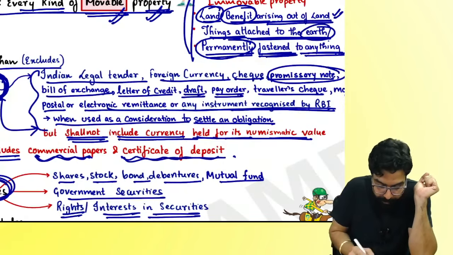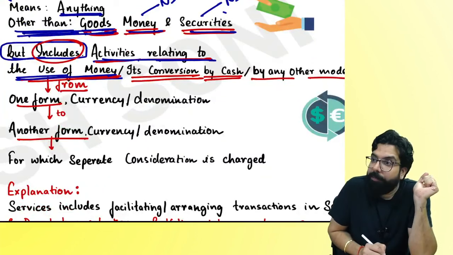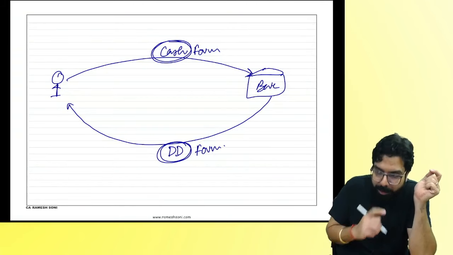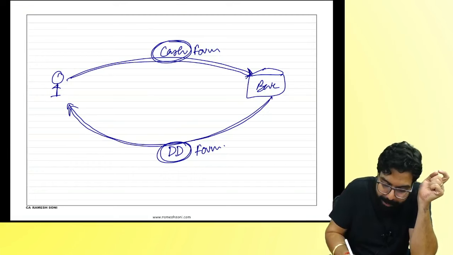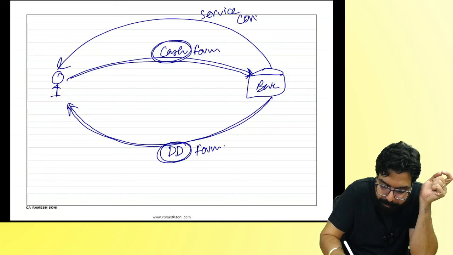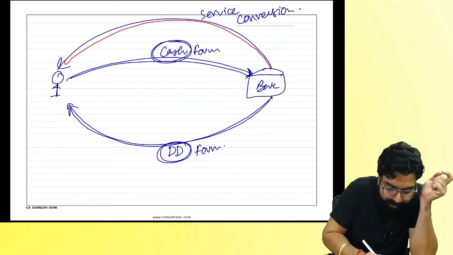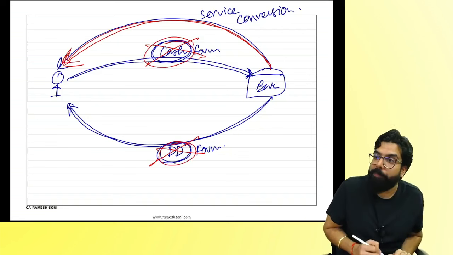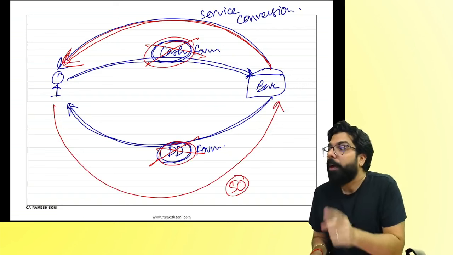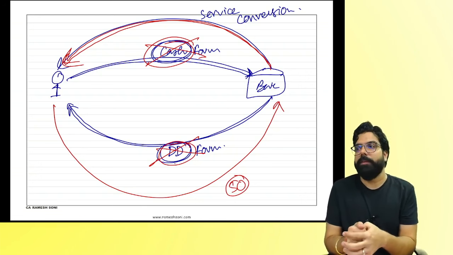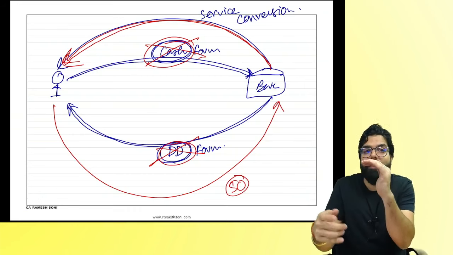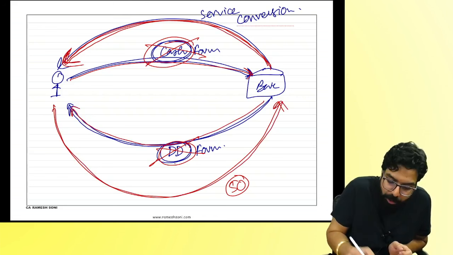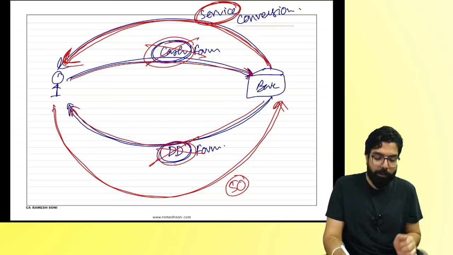For this, bank, see, activity relating to use of money or activity relating to conversion by cash or by any other mode from one form to another, for which separate consideration is charged. Tell me one thing. When I gave cash to the bank and the bank gave me a DD, has the bank given me a service? What service? Of conversion of one form to another. Do you guys agree with me? Has the bank given me a service? See, money is not goods and service, but has the bank given me a service of converting one form of money to another form, for which maybe the bank will charge me 50 rupees as DD charges? Do you guys agree with me? My question, has the bank given me a service? Louder. Yes. Money is not goods and service, but the activity behind the money, of the bank converting one form of money to another form, for which the bank has given me a conversion service, the bank will charge me a consideration. My question to you guys, has the bank given me a service? Yes or no? Yes.